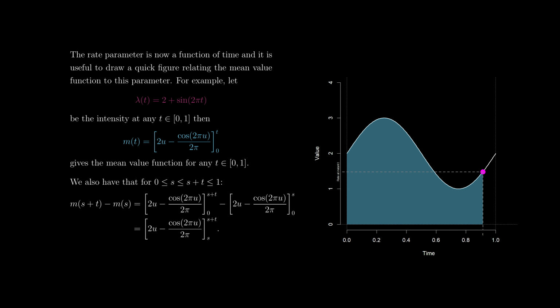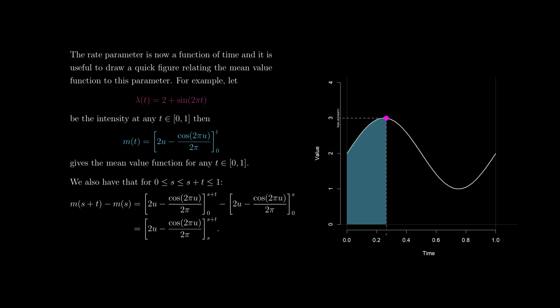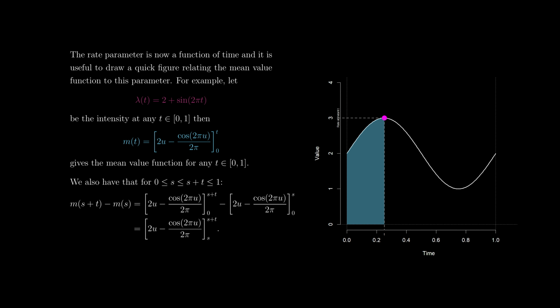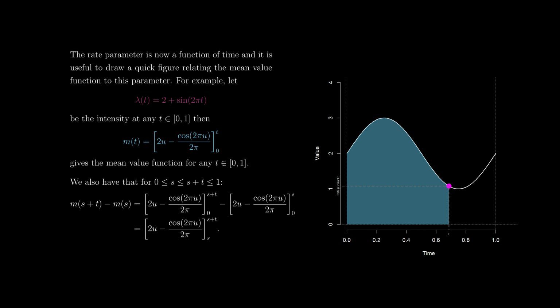So for example, let's take lambda(t) equals 2 plus sine(2 pi t). Okay, and we'll say that that is the intensity over some time window running from 0 to 1. So for all t in 0 to 1. Well, then we'll have that the mean value function, m(t), well, that's just going to be the antiderivative of that expression. So 2u minus cosine(2 pi u) divided by 2 pi, evaluated at the endpoints t and 0 and subtracted, which gives us the mean value function.